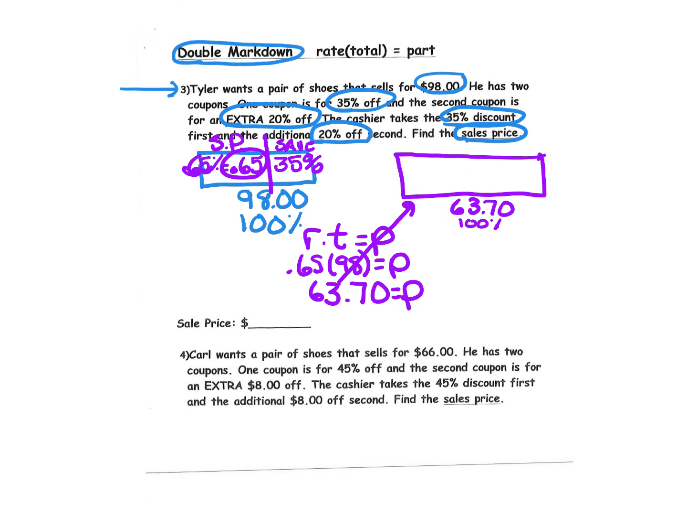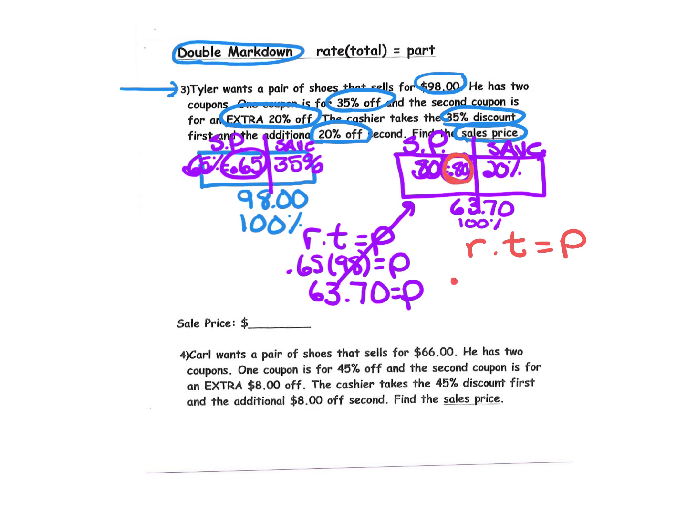The second coupon offers an extra 20% off. We get to save even more money. But that means that the second sale price is 80% of the first sale price, or 80 cents of every dollar. We're going to use that rate to calculate the second sale price. R times T equals P.